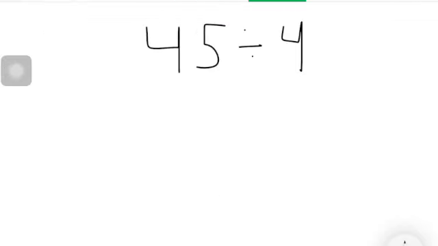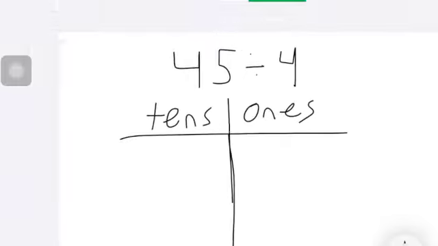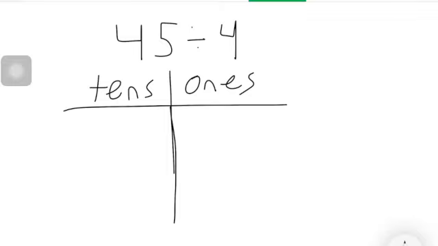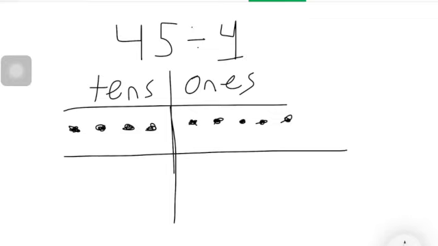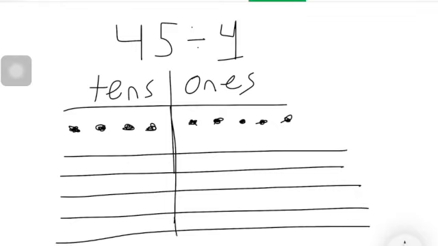But it's not just there we do that. It can also be with a number like this. Tens, ones. All right, what is our number here? We have 45 divided by 4. 4 tens, so we have 1, 2, 3, 4, and 5 ones. 1, 2, 3, 4, 5. Broken up into 4 groups. So I need to make 4. 1, 2, 3, 4.